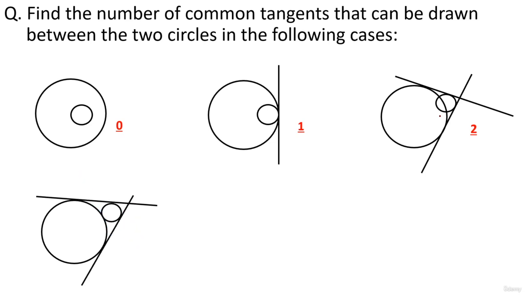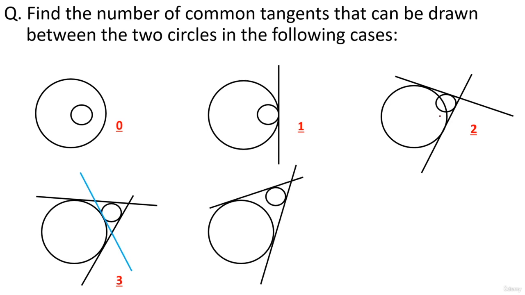Okay, so here the black color tangents are called direct common tangents, and the blue color tangent is called the transverse common tangent. So in this case, we have 2 plus 1, 3 common tangents, right? In the next case, the circles are not intersecting and they are not touching either, they are at a distance. In this case, you will have 4 common tangents. Okay, 2 direct, the black ones, and you also have 2 transverse common tangents, blue colored, right? So in this case, we have 4 common tangents.